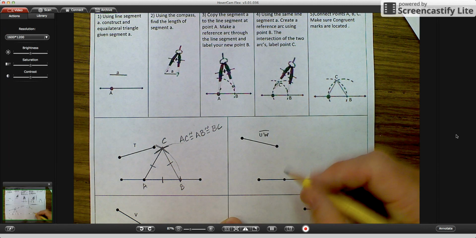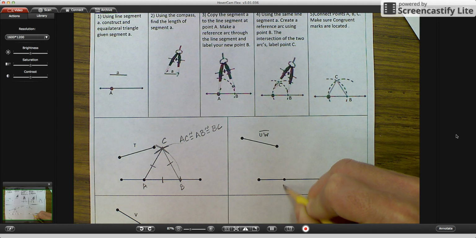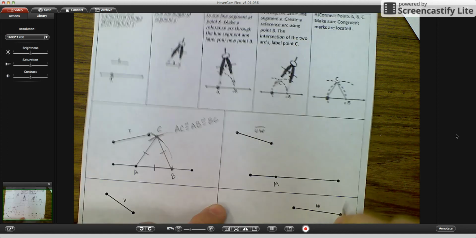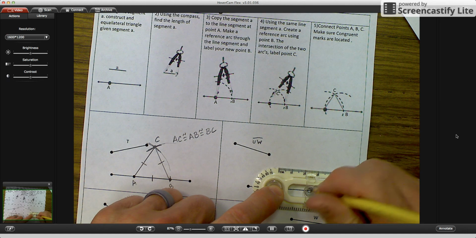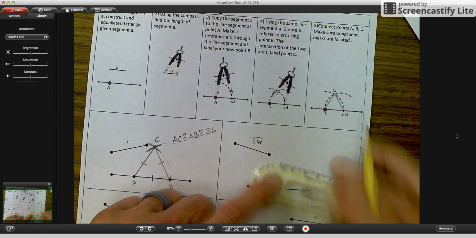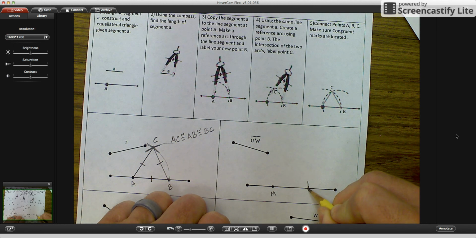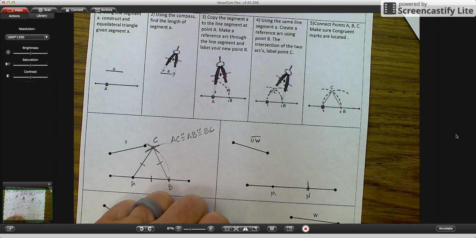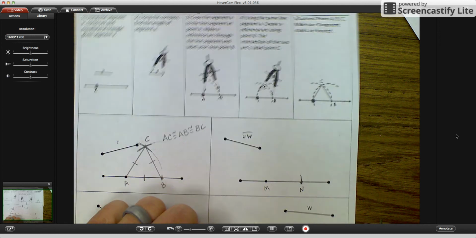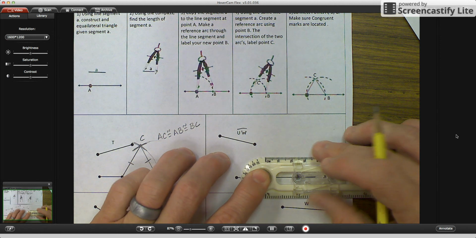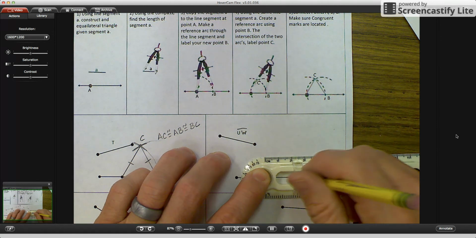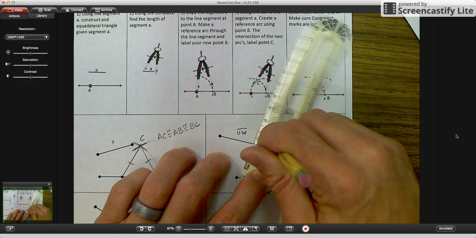We're going to come down here. I'm going to label this one M. So we're going to start at point M, and we're going to measure for our second point on our equilateral triangle. And we're going to name this point N. And then we have point M and point N. And since it's equilateral, we're not going to change the length at all. And we're going to create our arc.